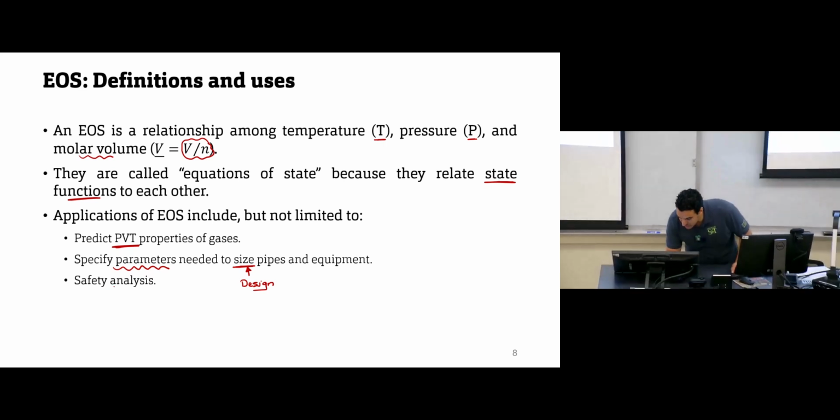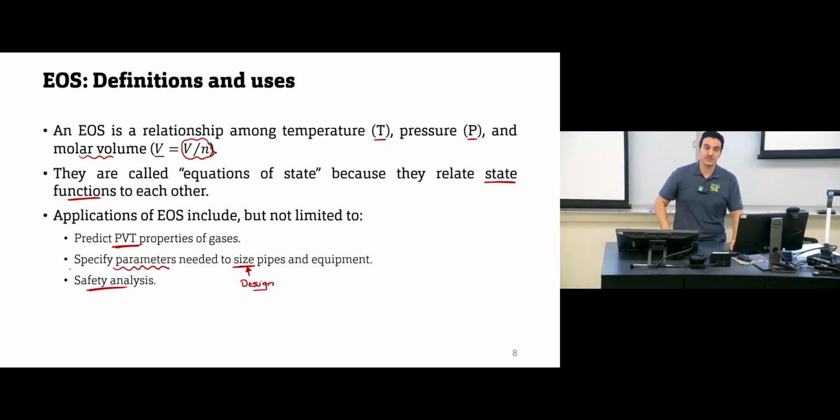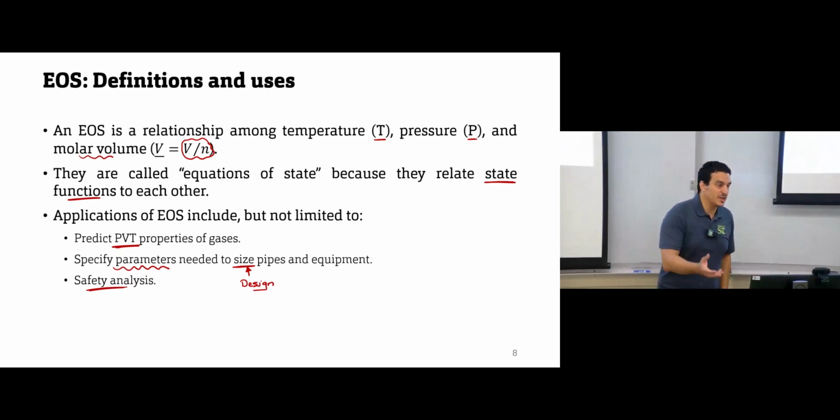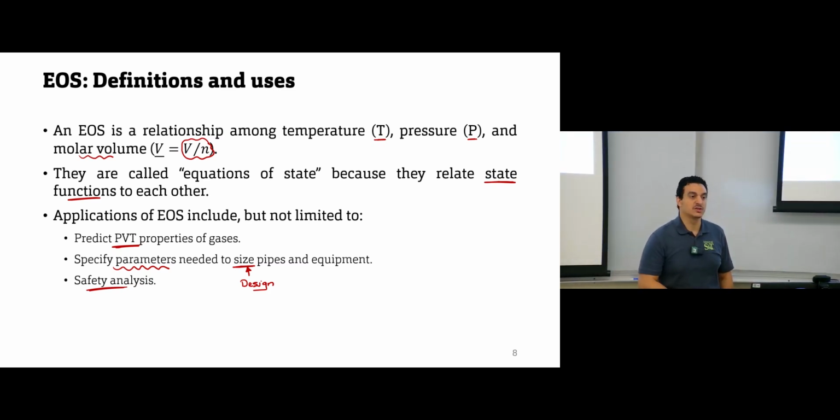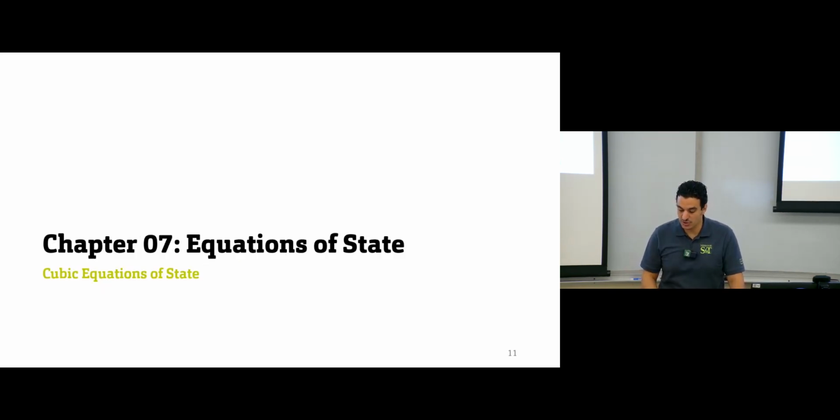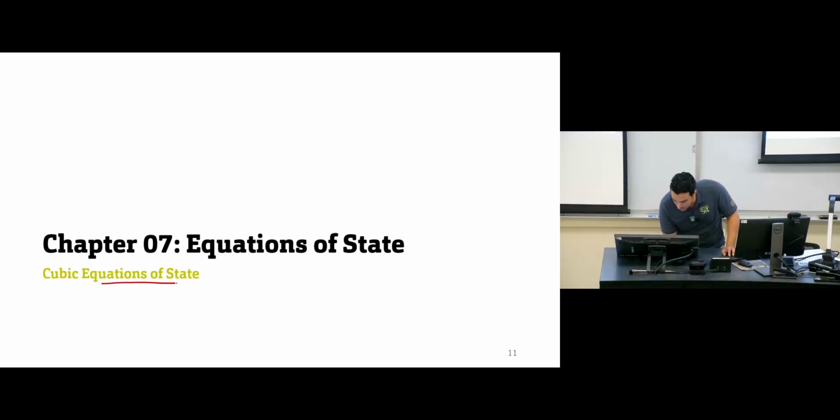Also, equations of state are very important for safety analysis. If you need to analyze any equipment in terms of safety, and if you need to decide any control strategy to make sure that the process is operating at safe conditions, equations of state must be there. Okay, so there are a lot of uses for equations of state. So now we know what these equations are and why they are called equations of state. So the question is why these equations are called cubic.